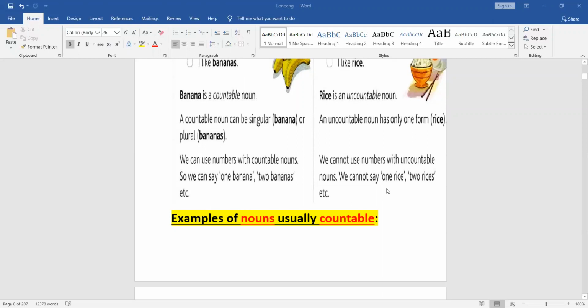Okay, so we use numbers with countable nouns. So we can say one banana, we can say two bananas, or we can say 100 bananas, or generally we can say bananas, which has no number. Whereas we cannot use numbers with uncountable nouns. We cannot say one rice or two rice because it's bad English.